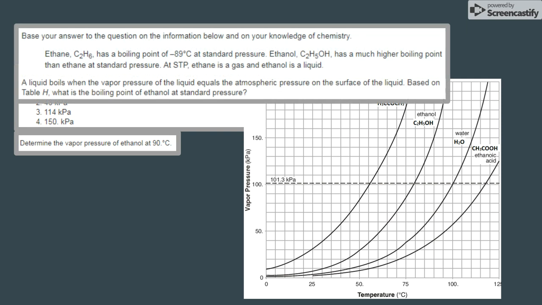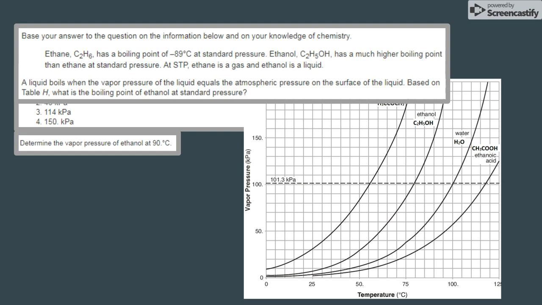Base your answer to the question on the information below and on your knowledge of chemistry. Ethane, C2H6, has a boiling point of negative 89 degrees Celsius at standard pressure. Ethanol, C2H5OH, has a much higher boiling point than ethane at standard pressure. At STP, ethane is a gas and ethanol is a liquid. It tells you a liquid boils when the vapor pressure of the liquid equals the atmospheric pressure on the surface of the liquid. Based on Table H, what is the boiling point of ethanol at standard pressure?